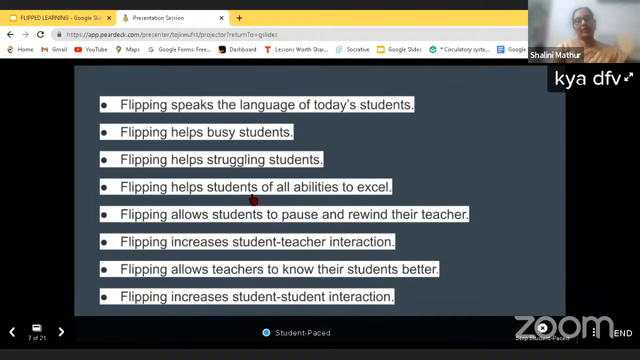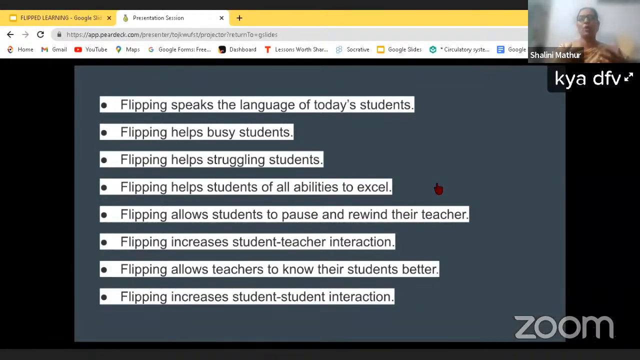Now, flipping helps students of all abilities to excel, because in the classroom, if you will see, there are a bunch of students who are proactive, and they are always ready to interact with the teachers, ready to answer, ready to come forward and take charge. So there are a few students who feel neglected, they find themselves ignored. But here, when you are doing the flipping, these students can also be attended to, because they also get that attention. They are not in fear or scared that if I can't answer, what will happen, and they get the chance to answer.